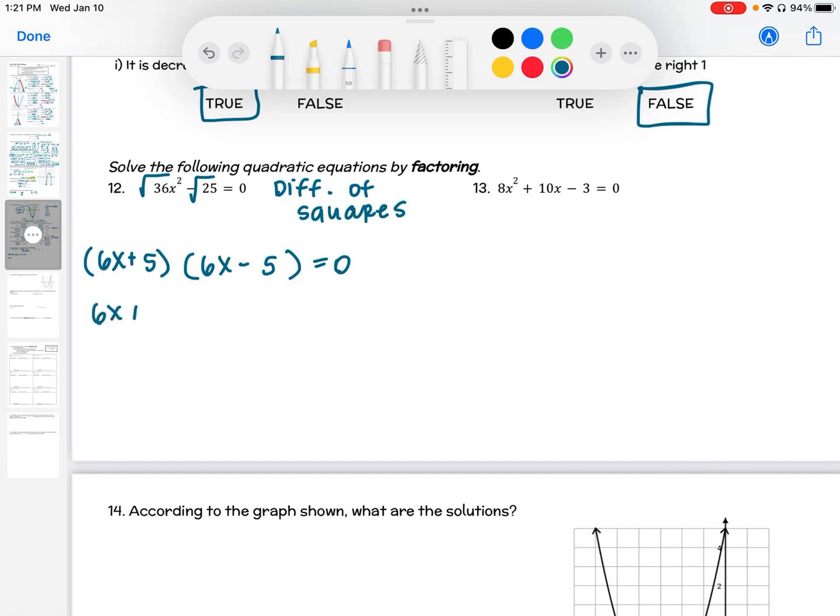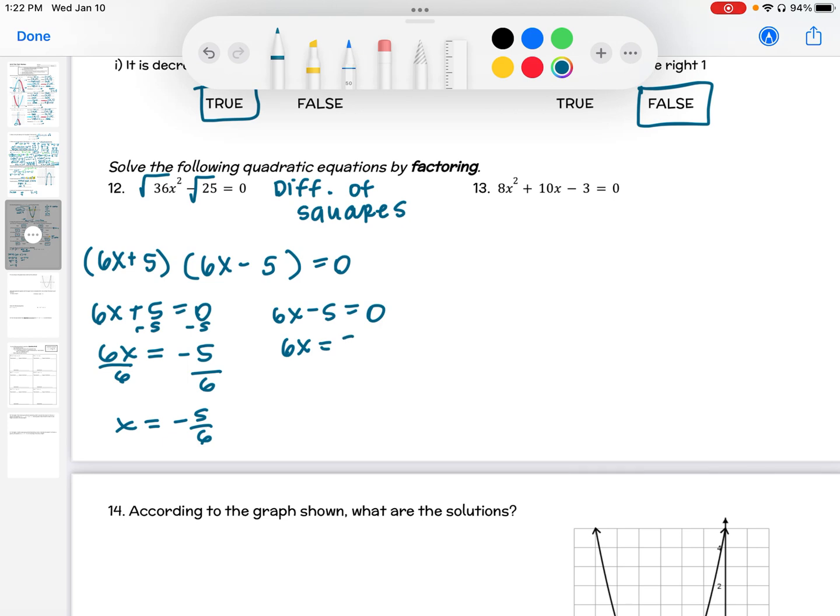All right, we set them both equal to 0. We'd have 6x equals negative 5, just by subtracting 5 from both sides. And then divide both sides by 6. So we get x equals negative 5 over 6. All right, 6x equals 5. x should equal 5 over 6. So our two solutions, our two roots, are going to be negative 5 over 6, 5 over 6.